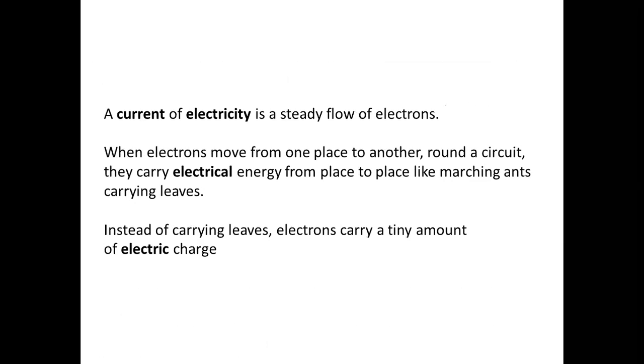A current of electricity is a steady flow of electrons. When electrons move from one place to another round a circuit, they carry electrical energy from place to place, like marching ants carrying leaves. Instead of carrying leaves, electrons carry a tiny amount of electric charge.